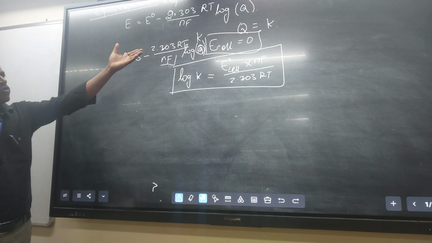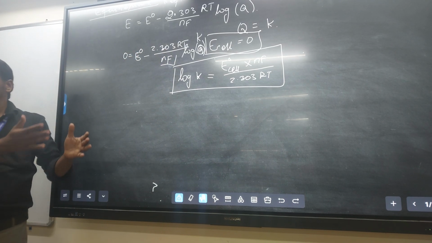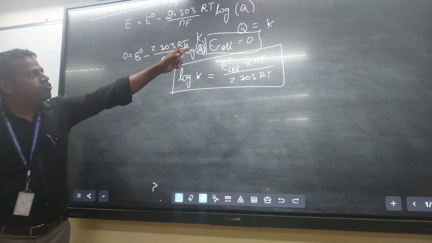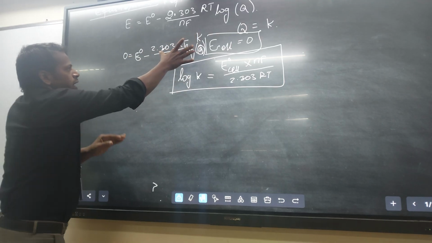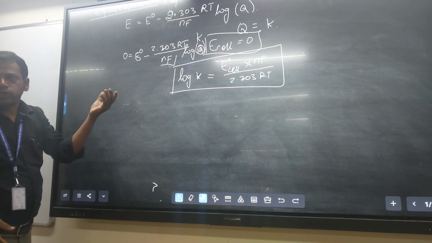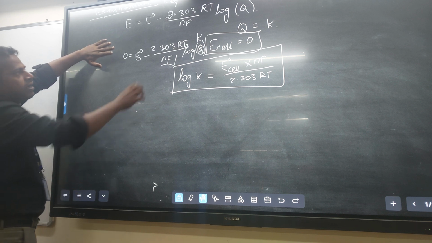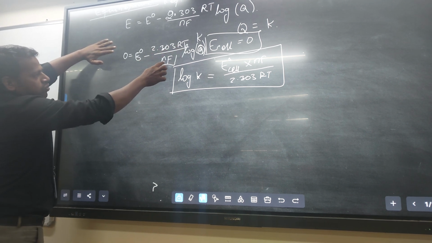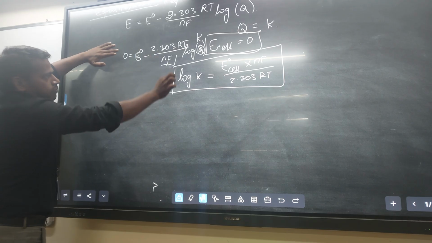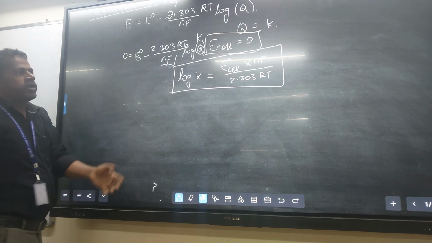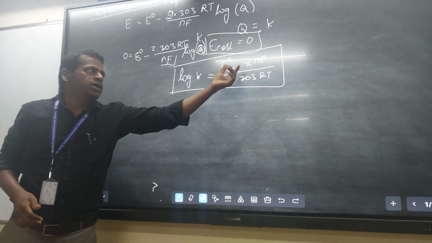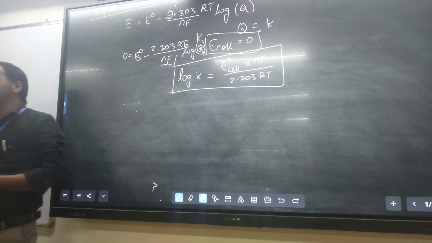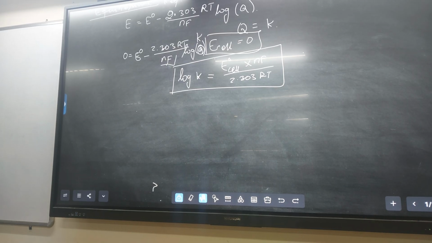Just simplify the above equation. You follow my notes one by one. You need only the K equilibrium, right? Log K. So this minus comes to the left-hand side as positive. Therefore, you keep the log K here. 2.303 is already there, NF is there, so this term comes to the denominator and this term to the numerator. Therefore, log K equal to E naught cell into NF divided by 2.303 RT. This is how we find the K equilibrium.